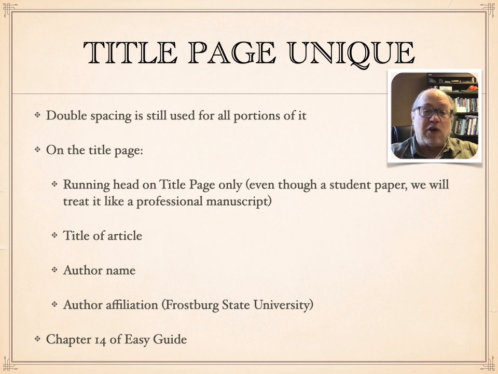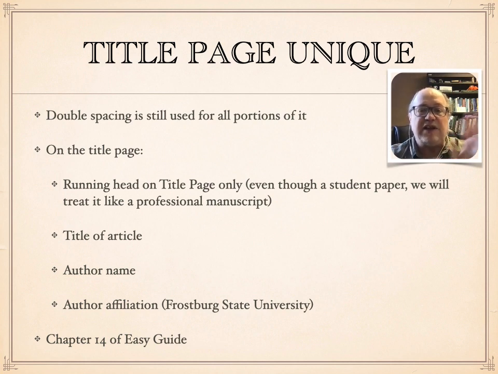The title of the article is on the title page. The author's name is a double space down from that. And a double space down from that is your affiliation. And in this case, you are a student at Frostburg State University, therefore Frostburg State University. Now, for student papers, they say things like teacher name and course section and date and such. None of that applies here.